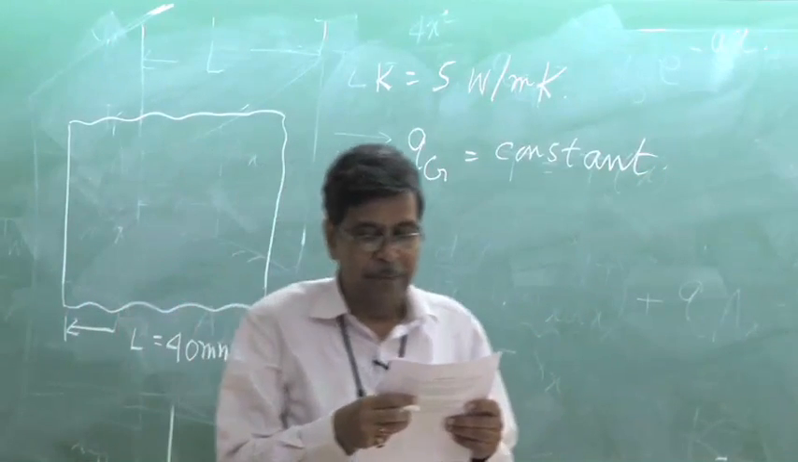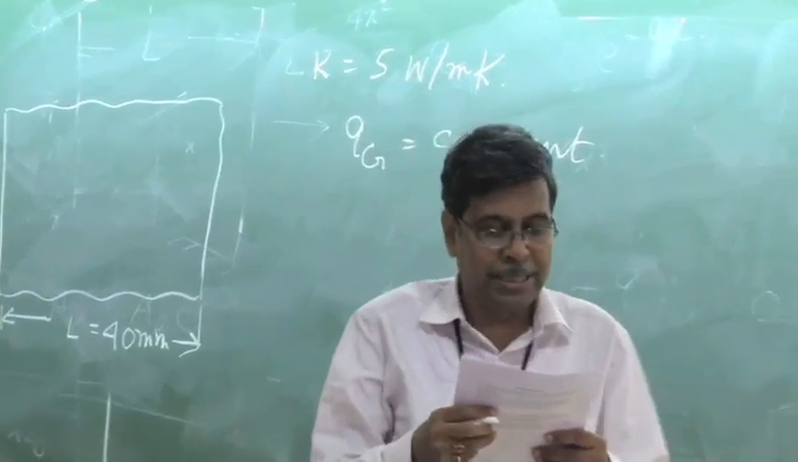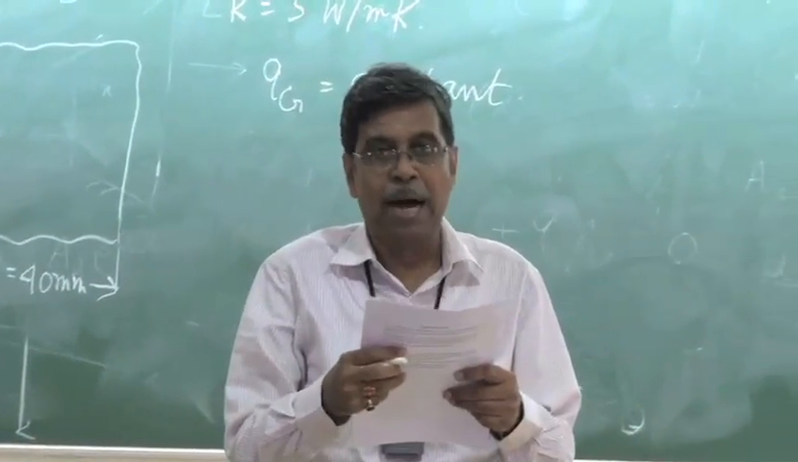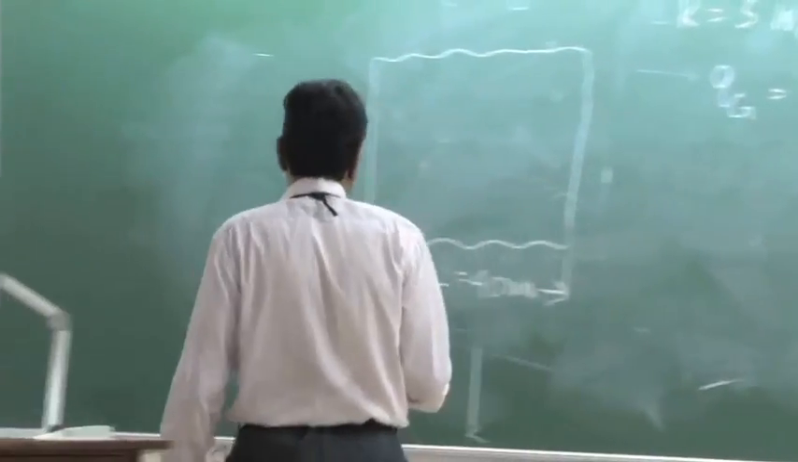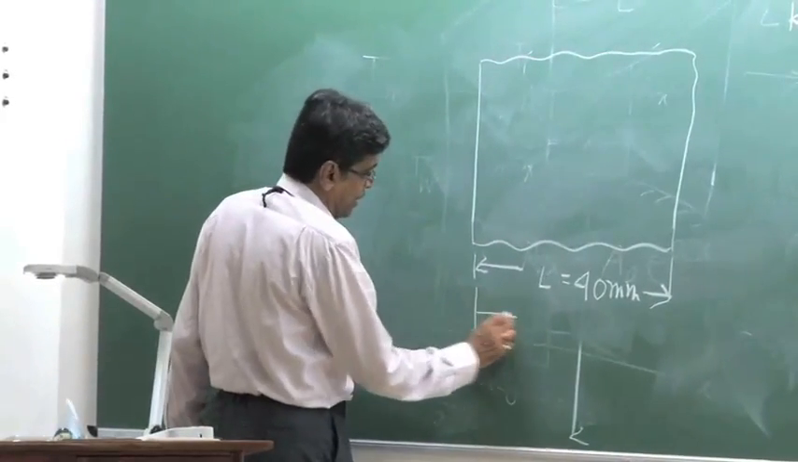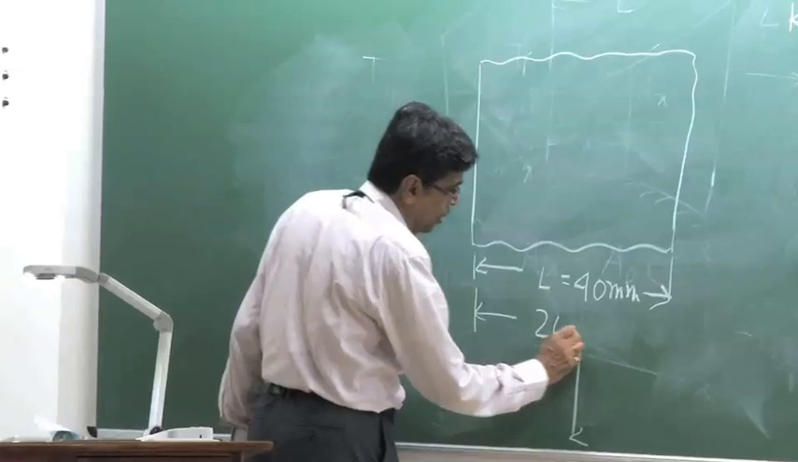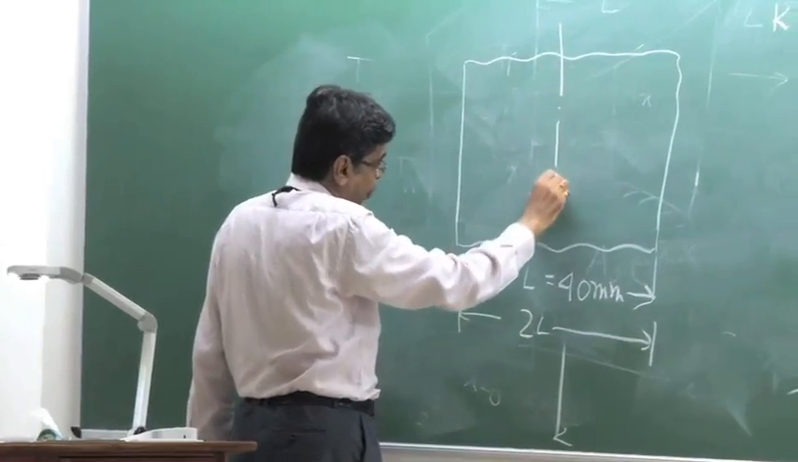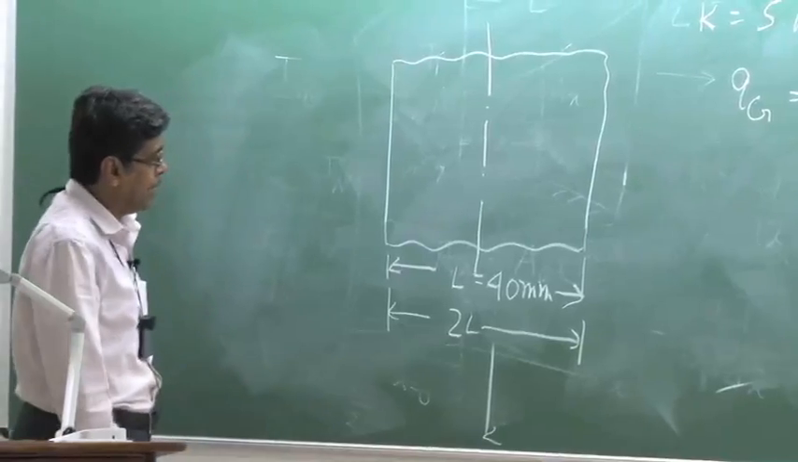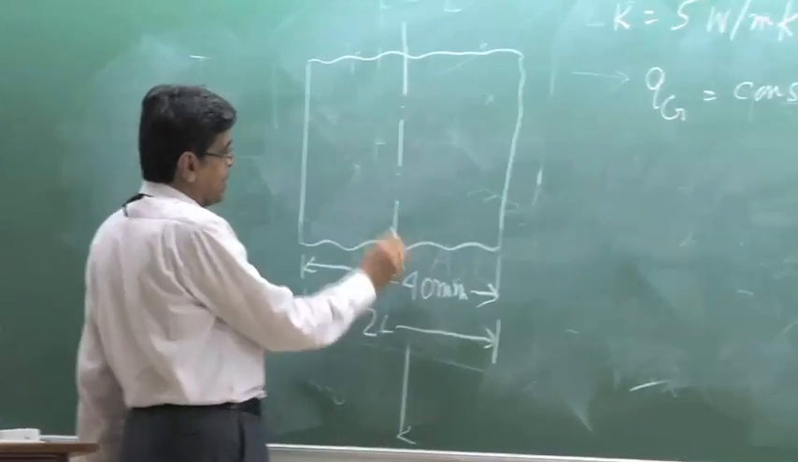While convective heat transfer occurs at both its surfaces, x equal to minus L and plus L. That means the problem is given like this. I am translating it in this fashion: 2L is the thickness, and there is a figure for this problem. They are taking this as x equal to 0.